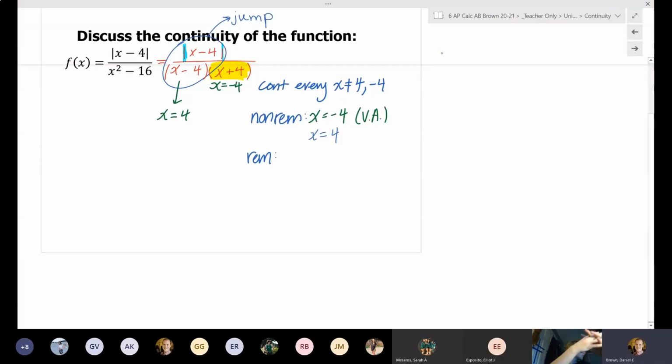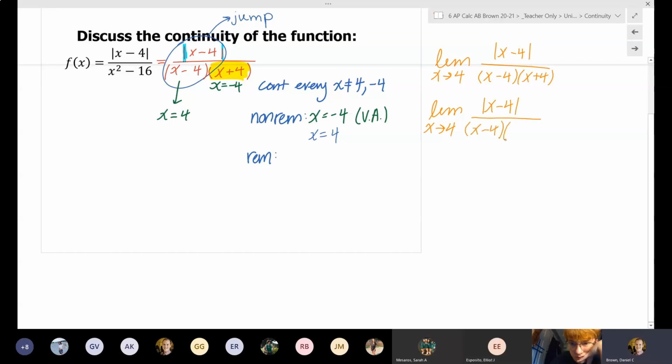I'm going to kind of write out to the side. I'm going to have the limit as x goes to positive 4 of this function. And I'm going to go ahead and leave it factored. And I'm going to think about it as again as x goes to 4. And I'm going to write it twice because if this is a jump, then if I come in from the left-hand side, I should get one number. And if I come in from the right-hand side, I should end up getting another number.